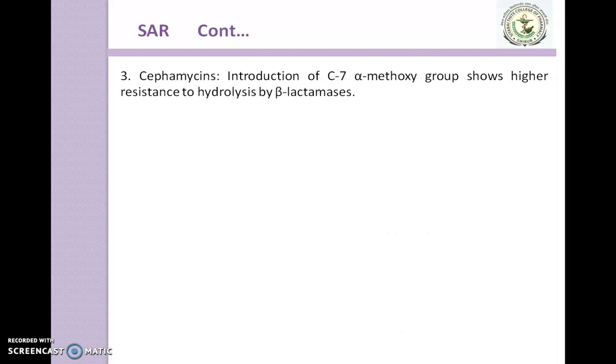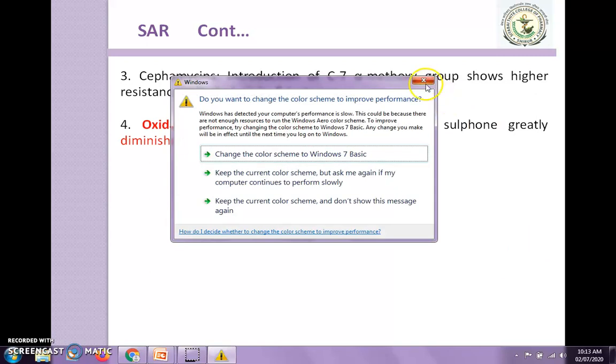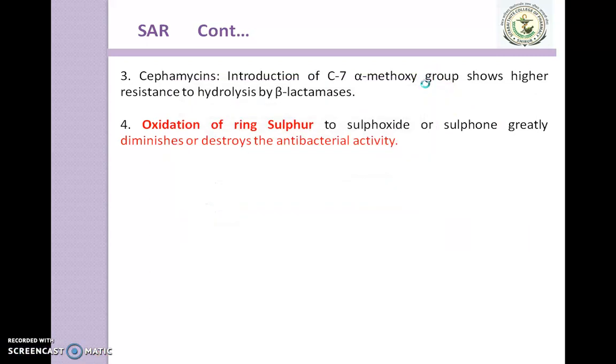Next point, related to cephamycins, introduction of a carbon 7 alpha methoxy group shows higher resistance to hydrolysis by beta-lactamases. Oxidation of ring sulfur to sulfoxide or sulfone greatly diminishes or destroys the antibacterial activity. The sulfur must not be changed to a different form like sulfoxide or sulfone, which is not useful, as it diminishes or destroys the antibacterial activity.